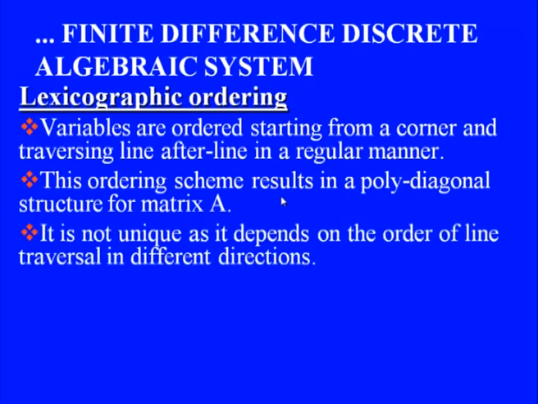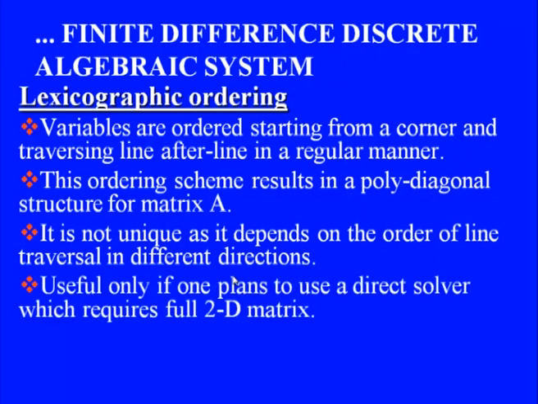Now, we can have different regular orderings. So, this lexicographic ordering is not unique, as it depends on the order of line traversal in different directions, x, y and z directions, which way we have followed, that is up to us. So, we can have different types of lexicographic ordering.